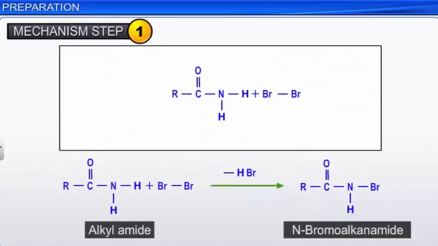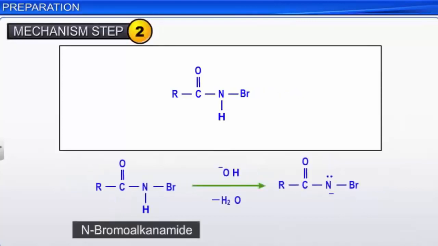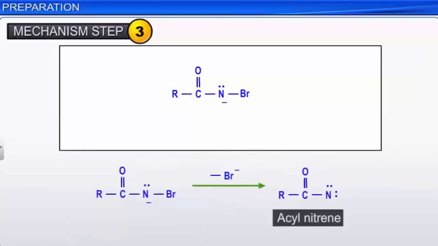As you can see, the first step involves the halogenation of amide to yield N-haloamide. The second step is the abstraction of hydrogen ion by the hydroxide ion. This results in the development of a negative charge on the nitrogen atom. Step 3 involves the separation of halide ion, resulting in the formation of an intermediate with an electron-deficient nitrogen atom.